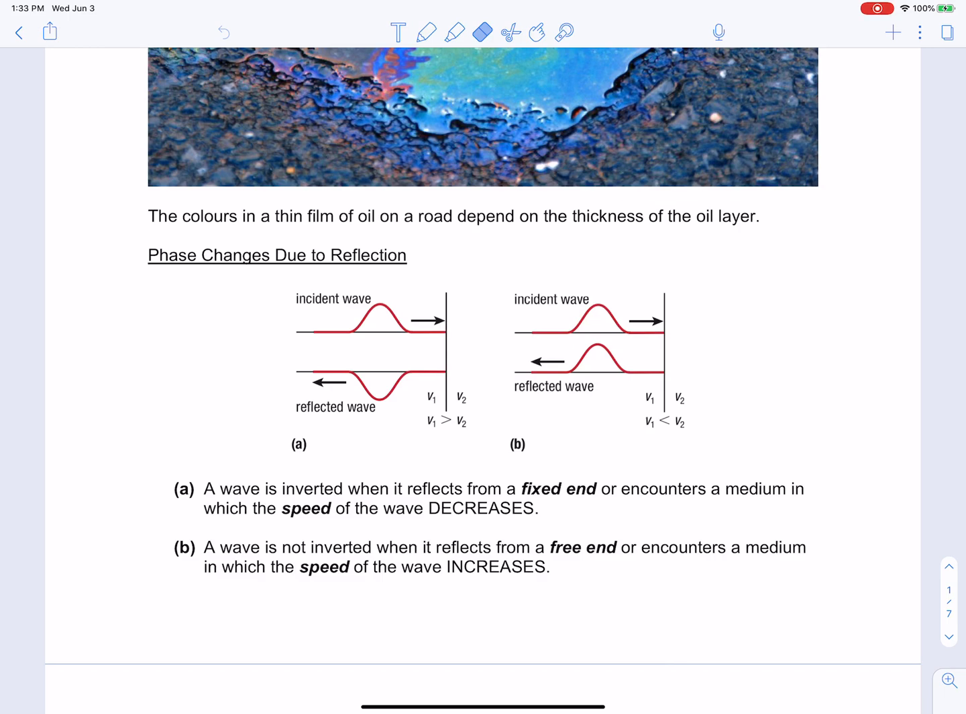We know that a wave is inverted when it reflects from a fixed end or encounters a medium in which the speed of waves decreases. And this type of medium would be a more optically dense medium. Conversely, a wave is not inverted when it reflects from a free end or encounters a medium in which the speed of the wave increases. So if it were to encounter a less optically dense medium.